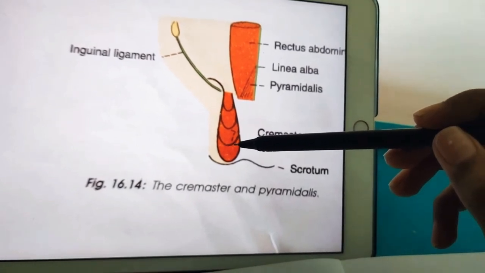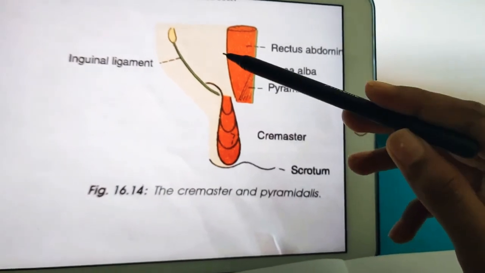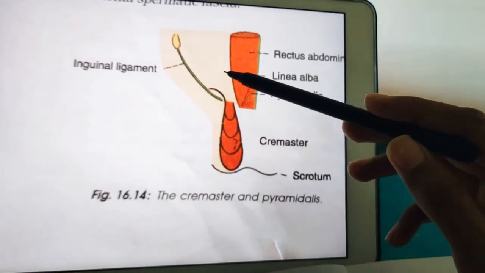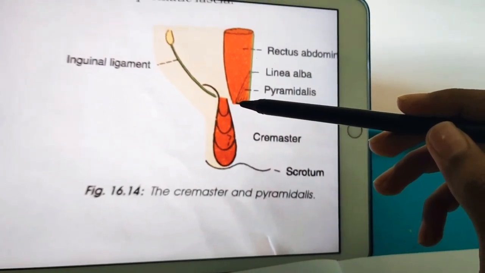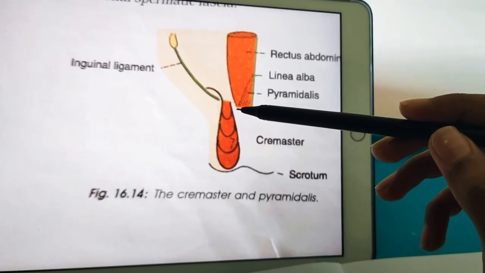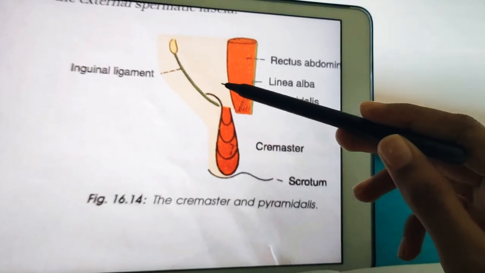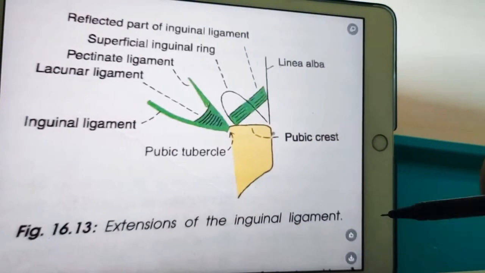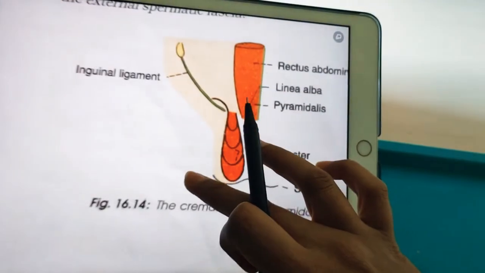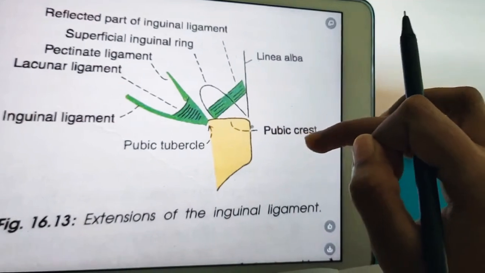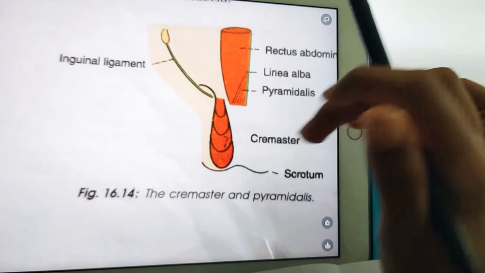This muscle also tends to close the superficial inguinal ring when intra-abdominal pressure is raised. That superficial inguinal ring will be present somewhere over here. Whenever intra-abdominal pressure is very high, this cremaster muscle will go near the superficial inguinal ring, which will be present over here. If you see the earlier diagram, you'll understand this is the superficial inguinal ring, right? So in males, just below the pubic crest, like this, the cremaster muscle is forming, so it may also go to that ring.